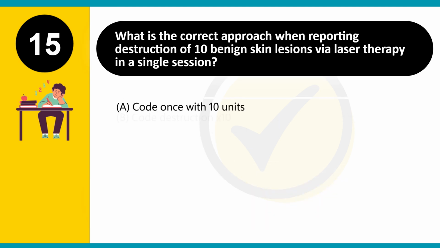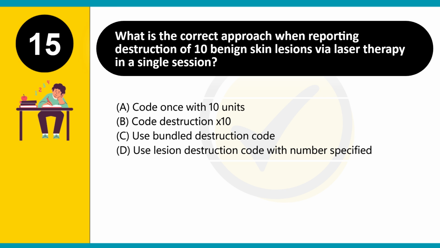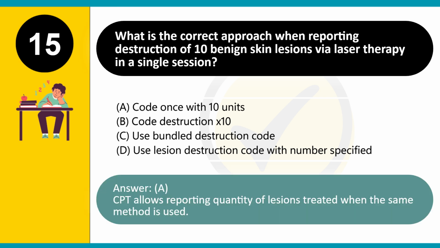What is the correct approach when reporting destruction of 10 benign skin lesions via laser therapy in a single session? A. Code once with 10 units. B. Code destruction x 10. C. Use bundled destruction code. D. Use lesion destruction code with number specified. Answer: A. CPT allows reporting quantity of lesions treated when the same method is used.